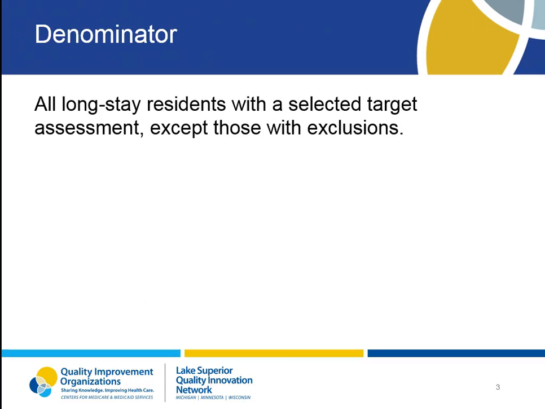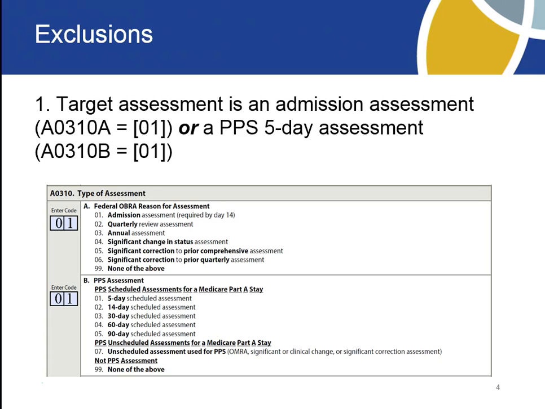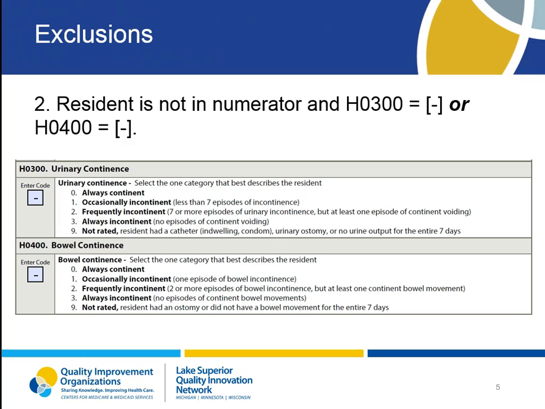The denominator for this measure is all long-stay residents with a selected target assessment except those with exclusions. And there are 8 exclusions for this quality measure. The first exclusion is that the target assessment is an admission assessment, so A0310A is coded as 1, or the target assessment is a PPS 5-day assessment. A0310B would be coded as 01.